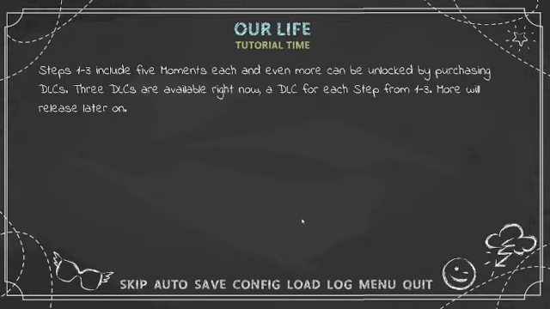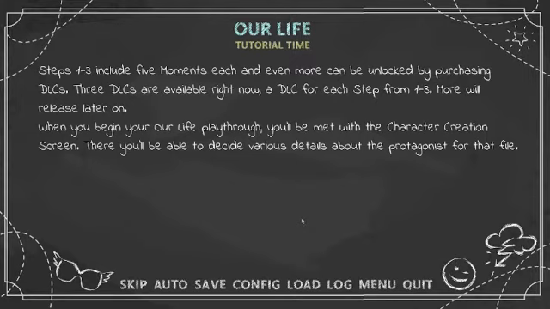Steps 1 through 3 include 5 moments each, and even more can be unlocked by purchasing DLC. 3 DLCs are available right now. The DLC for each step from 1 through 3. More will release later on. When beginning your Our Life playthrough, you'll be met with the character creation screen. There you'll be able to decide various details about the protagonist for that file.